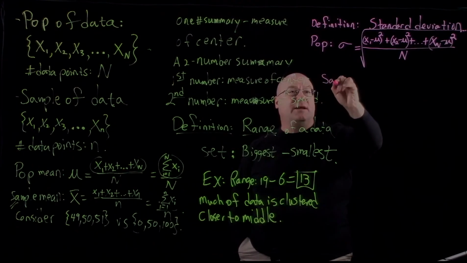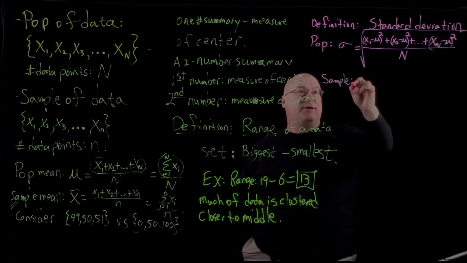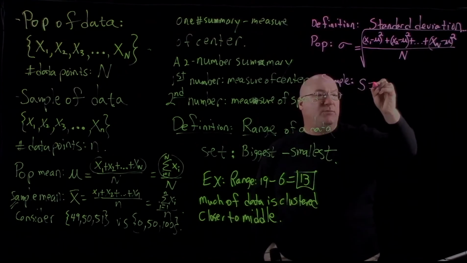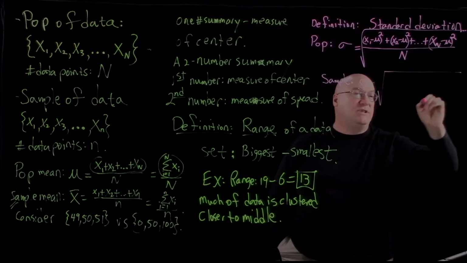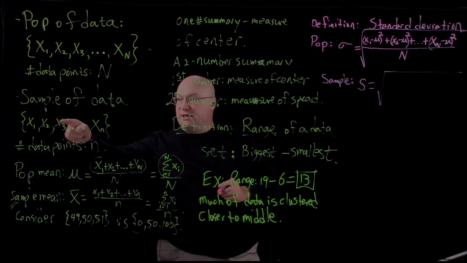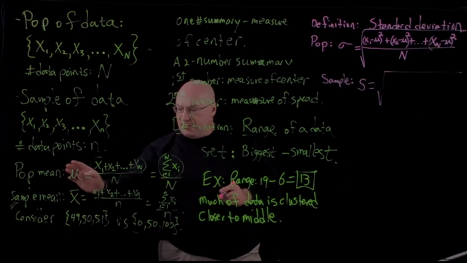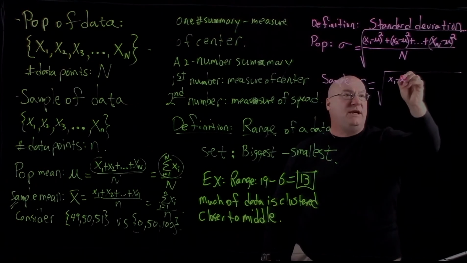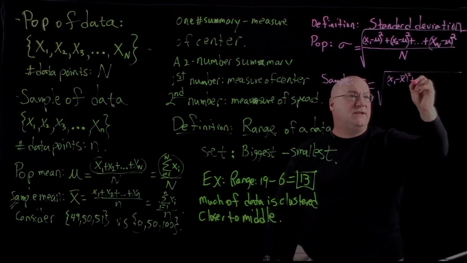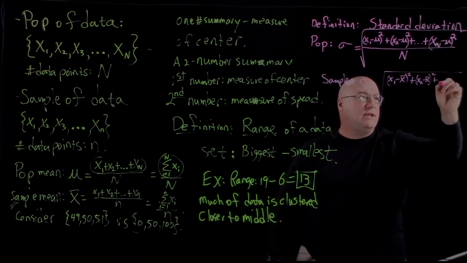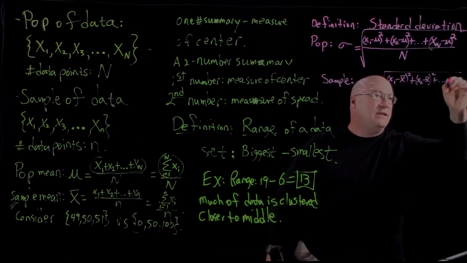What is it for a sample? For a sample, we use the letter s, and you might think it's going to be much the same, and it is much the same, but it's not quite. Of course, now I'm looking at my sample set of data, and I'm going to use my sample mean because I don't have a population mean, but I have a sample mean. So I will take the first data point minus the sample mean, and this time I'll square it, plus the second data point minus the sample mean, square it, plus keep doing that till I get to the very end. The last data point minus the sample mean squared.